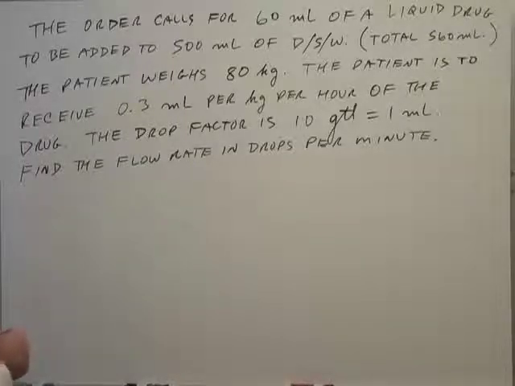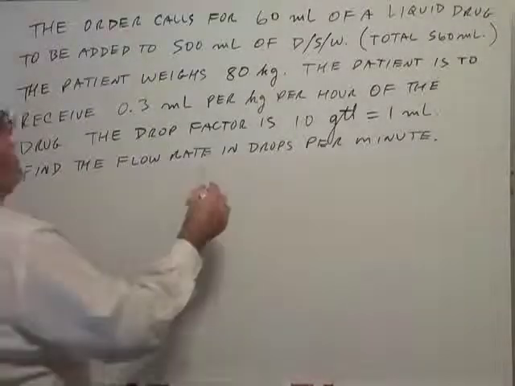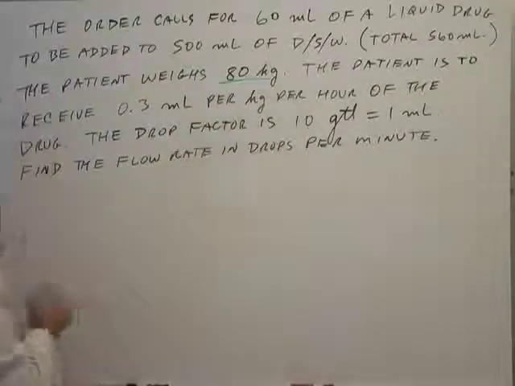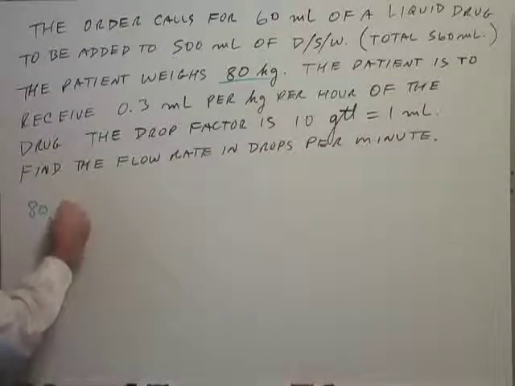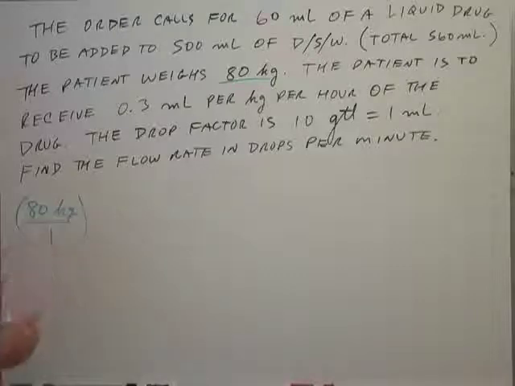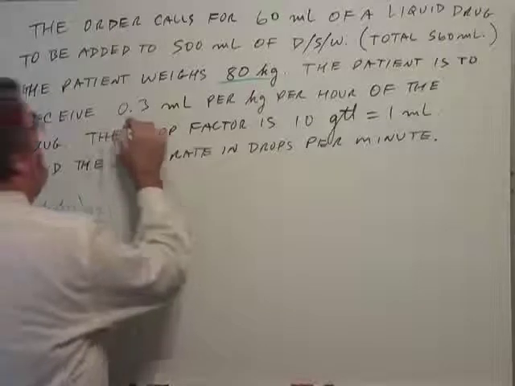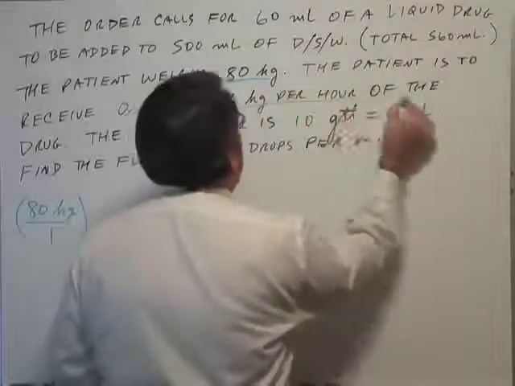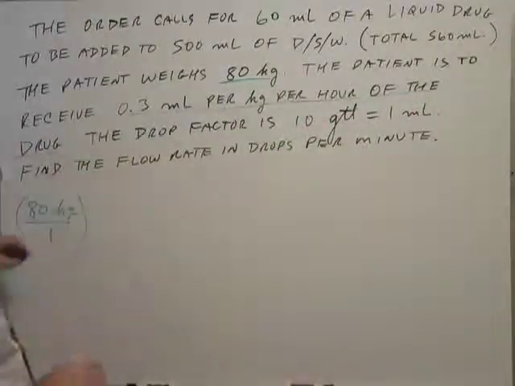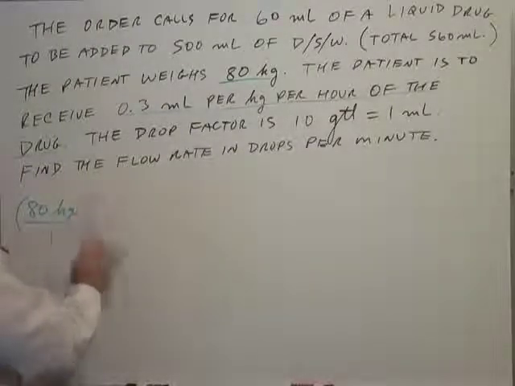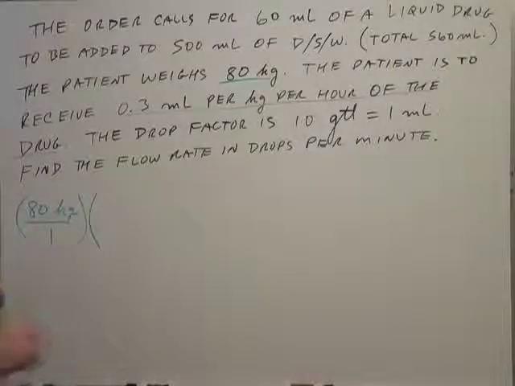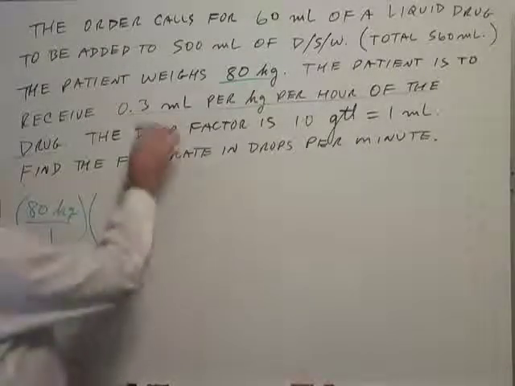All right, so let's begin as we always do with the patient information. Patient weighs 80 kilograms. So I'll write that in. 80 kilograms. And there's a compound unit here which uses kilograms, and that's the 0.3 milliliters per kilogram per hour of the drug. All right, now I'm going to write this differently than we're accustomed to.